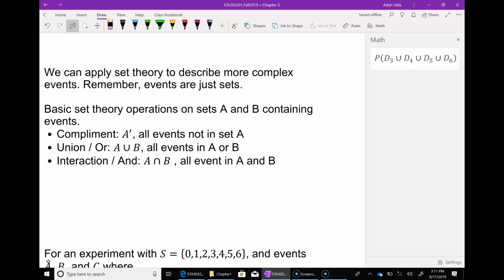That should say intersection. The other two operations that we usually use are union and intersection. We're trying to combine events by saying either event A happens or event B happens, which is the union. Or we could say event A happens and event B happens, so everything within both, which is the intersection. Okay, so let's go through a couple examples.